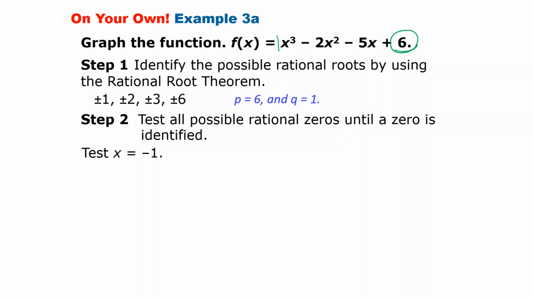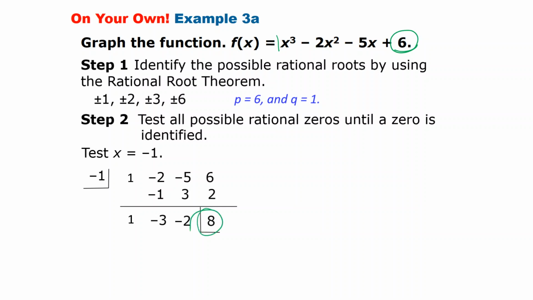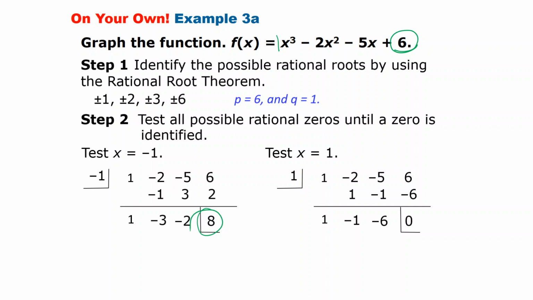So let's first test with -1 again, and it's going to go really fast. Here's our synthetic substitution or division. With -1, we end up with 8, so that's not very helpful for us. Let's try +1. This time, when we do our synthetic division, we actually end up with a 0. So usually you should always try 1 and -1. Hopefully you'll get it within one of those tries. Now that tells us that one of our factors is going to be x minus 1.